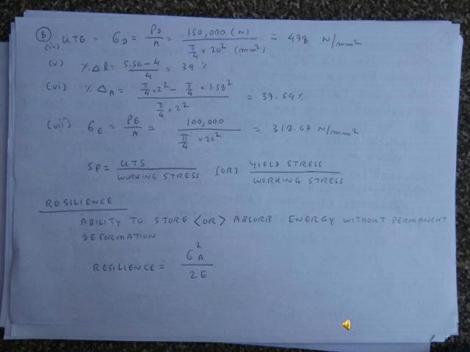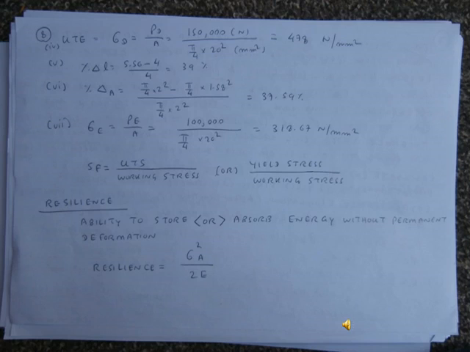So percentage elongation is delta L. So 5.56 minus 4 divided by 4 is equal to 13%. And also the percentage of contraction. So percentage delta A is pi by 4 multiplied by 2 square minus pi by 4 multiplied by 1.58 square, divided by pi by 4 multiplied by 2 square. So you get 37.59%.